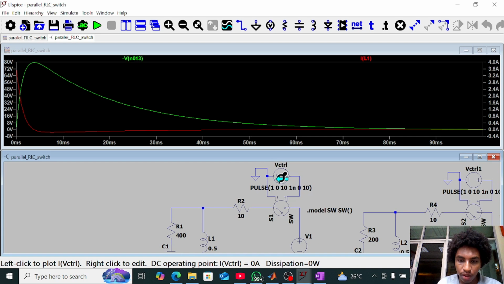voltage source, with a value of 1 volt for 10 seconds. So the inductor and the capacitor will be fully charged. Then it's going to turn off, so the switch will act as an open circuit.